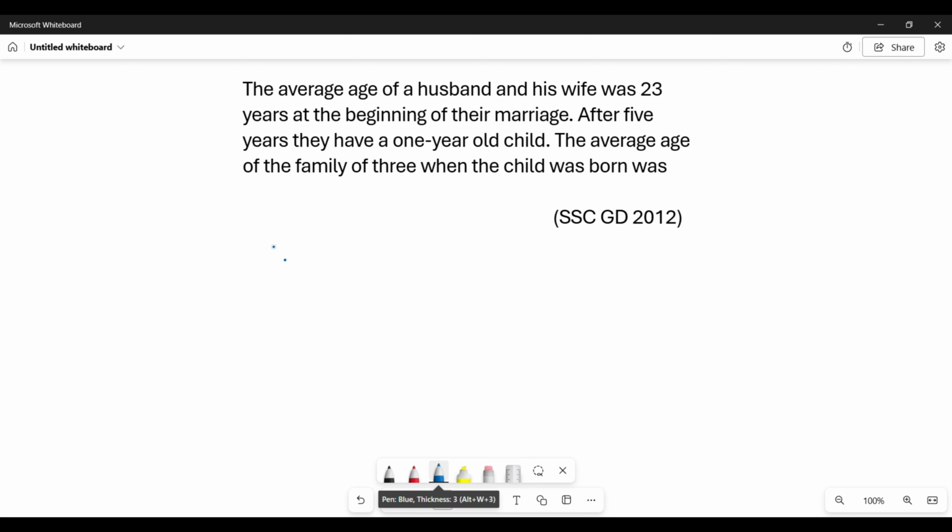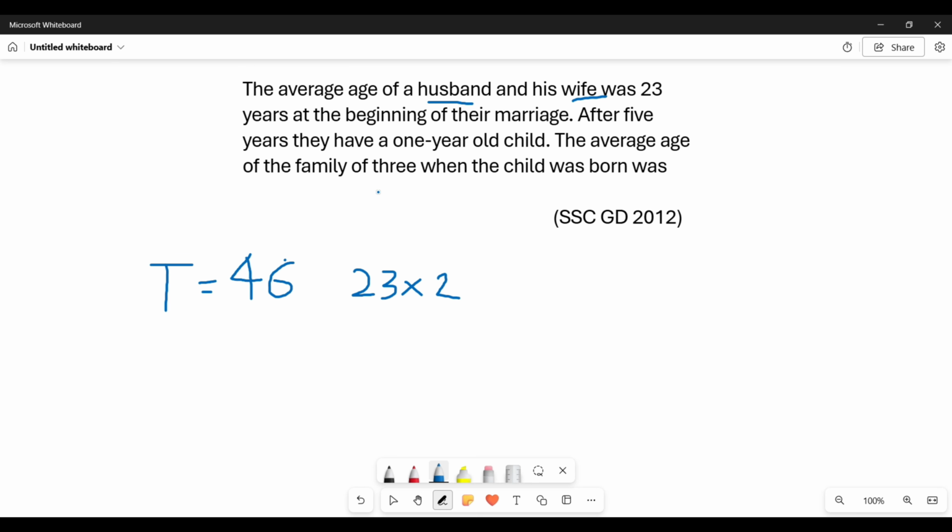Okay. The average age of a husband and his wife was 23 years at the beginning of their marriage. After 5 years, they have a 1-year old child. What is the average age of the family when the child was born? Okay, so at the beginning of their wedding, their average was 23. So, what will be their total? 46. Because when the average is 23 and there are only two people, husband and wife, your total would be 23 into 2.